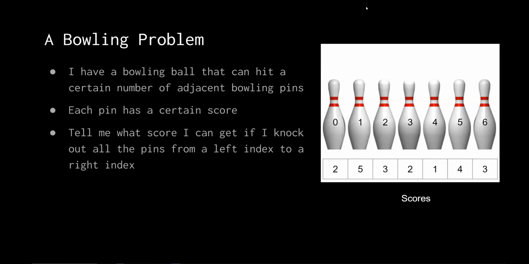So now we can talk about a problem that we can use a range query for. It's a bowling problem. Here we have a number of bowling pins and each one has a score. If we knock down each one, say from the bowling pin at index 2 to 5, how many points do we get in total? There's an efficient way to do this, and there's a really slow way to do this. Basically, you have a bowling ball and you hit down everything from the left to the right index, and what score can you get?